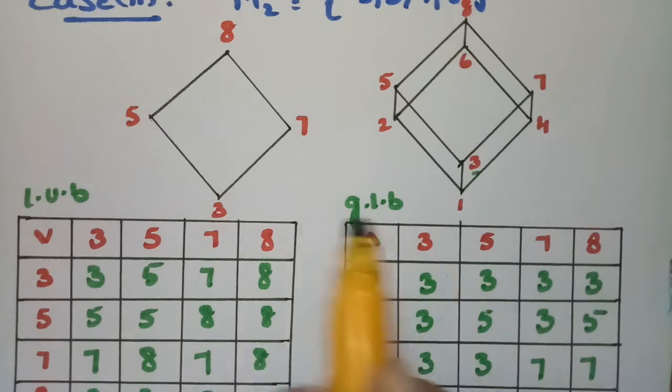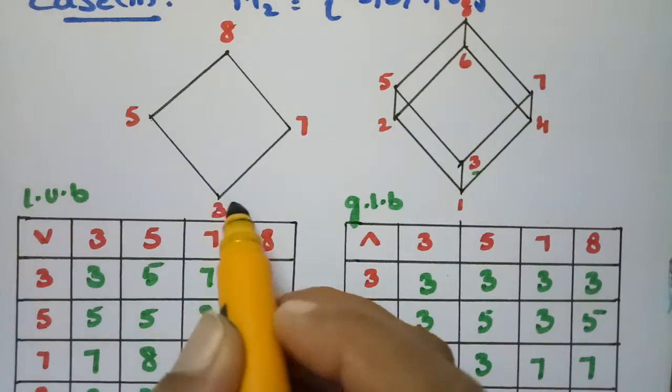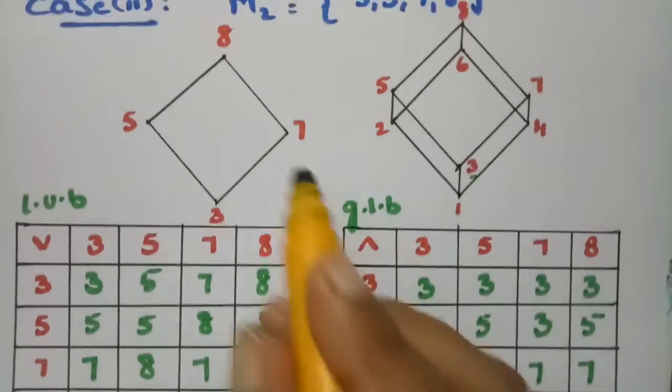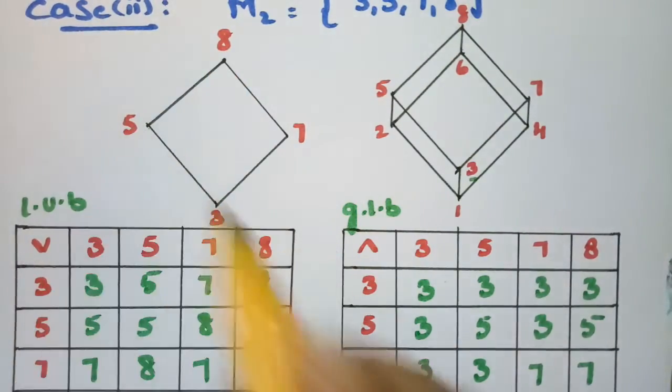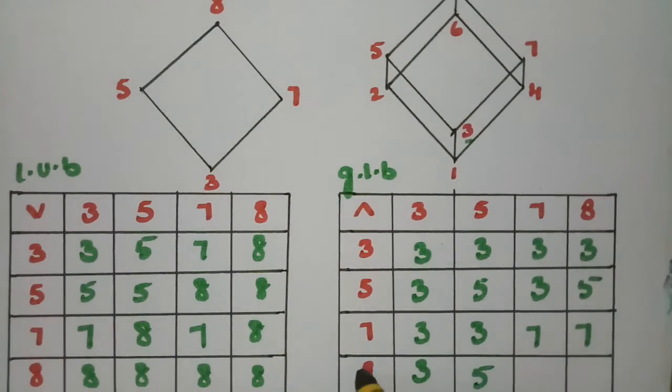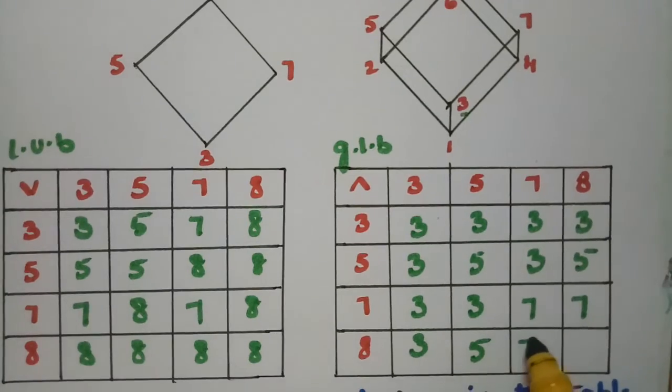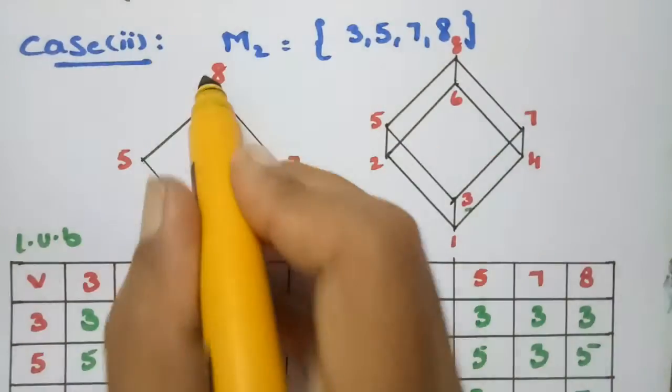For 8 and 3, 3 is the lower bound. For 8 and 5, 5 is the lower bound. For 8 and 7, 7 is the lower bound. And for 8 and 8, 8 is the lower bound.